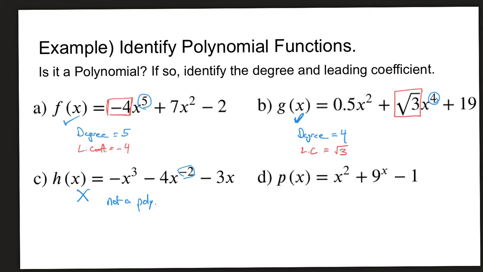Let's go on to D. What about D? Let's check out the exponents. Ooh, I have a variable in an exponent. That's no good. Because of that term right there, this is not a polynomial. All right, let's go on.